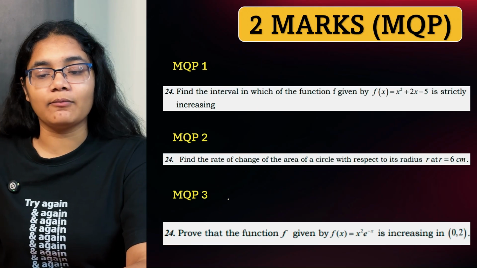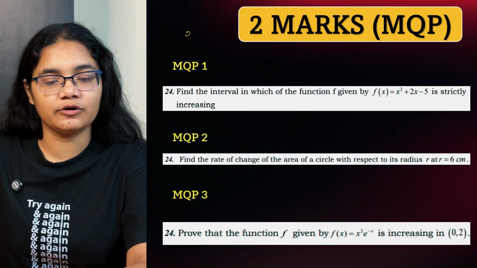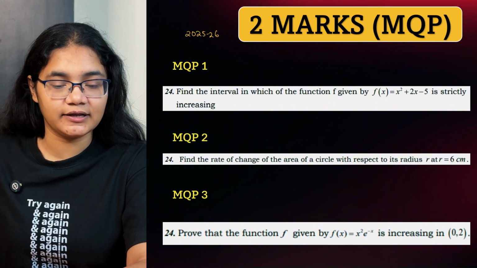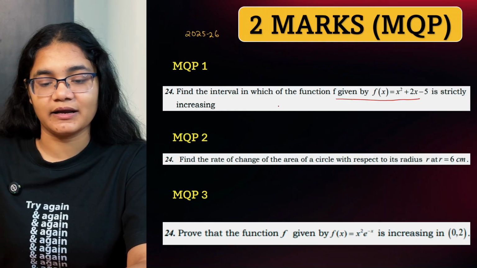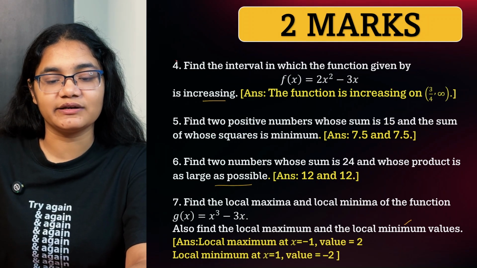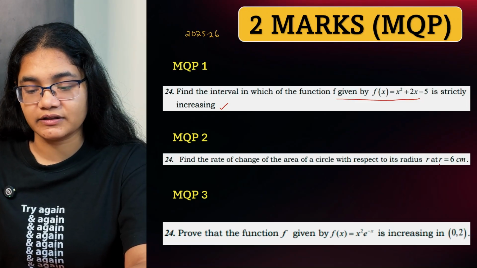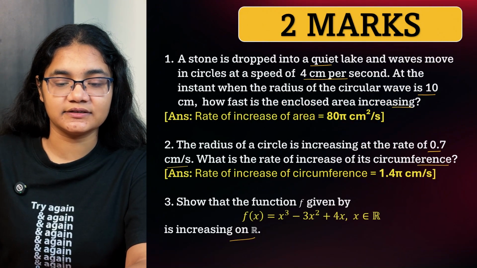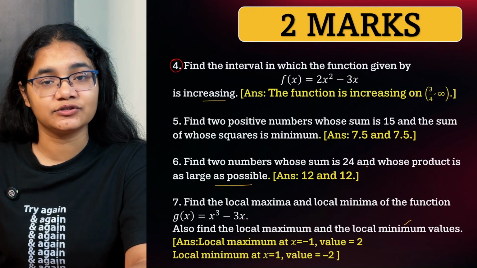Now coming to the model question paper questions that are asked in the 2 marker section. These model question papers are of 25 and 26. The question here is: find the interval in which the function given by x square plus 2x minus 5 is strictly increasing. You can see this question is very similar to question number 4 that we have discussed. Next, find the rate of change of area of the circle with respect to radius r at r equal to 6 centimeter. We also discussed a question like this about the circumference, and in the model question paper they have asked about area.